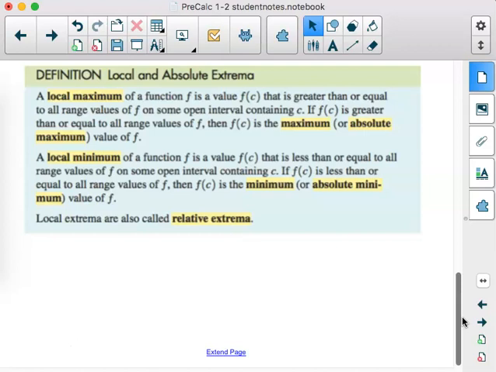So another thing to keep in mind, some books call local minimums and local maximums relative maximums and relative minimums. So again, just a vocab choice, has to do with whatever book you're using at a given time.